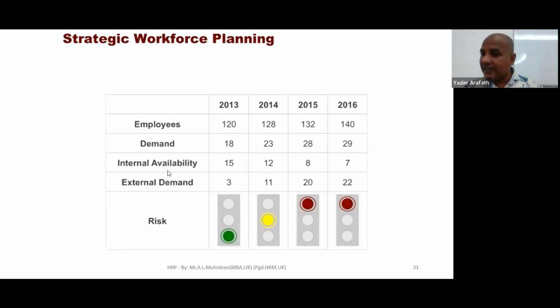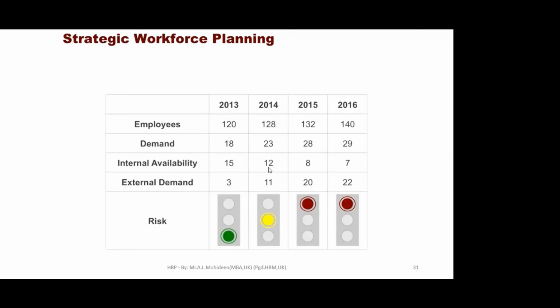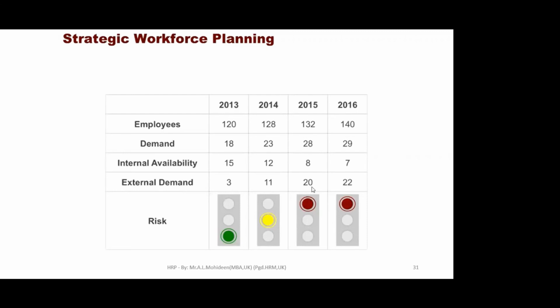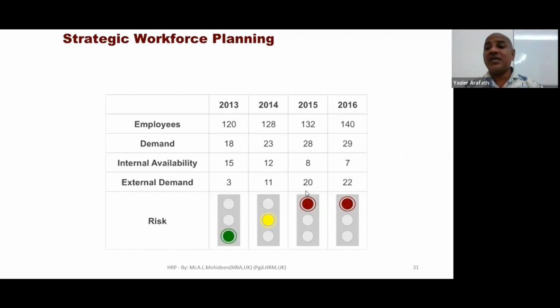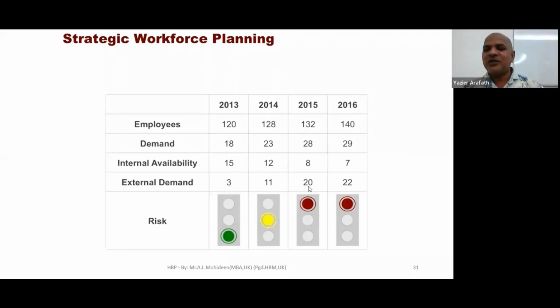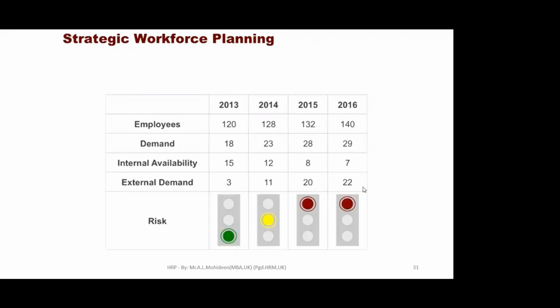But internally, what is the availability? So 15 is there, so the external demand is 3. Here internally we have 12, so we need an extra 11. Internally we have 8 in 2015, but externally we have to hire 20. Do you think 20 is easy? So 3 is fine, it's green level. 11 is yellow level. But 20 and 22, now that is the problem in bringing people into the organization.